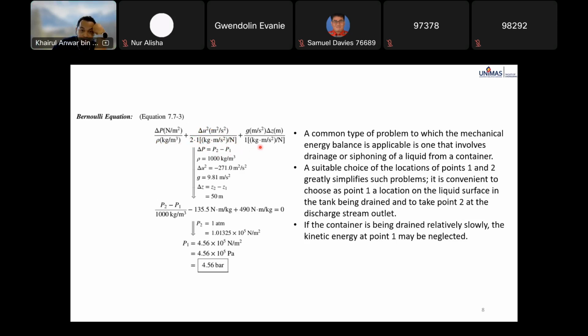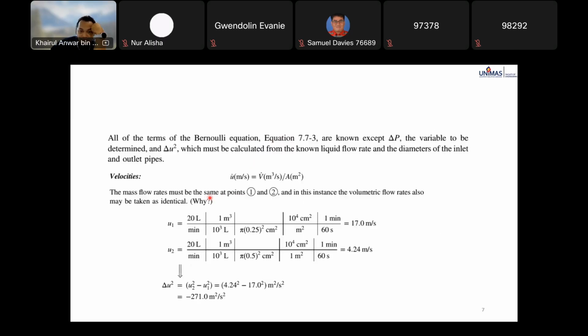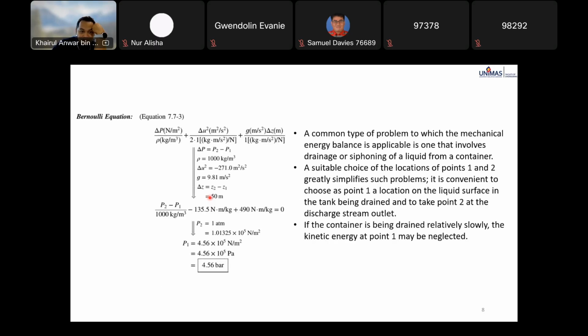In Newton, when you have gravity, acceleration, z is the height. This is the unit conversion. Not really Newton. Okay, so substitute inside: negative 271, 135.5, plus 490.5. 499.81 should be 490.5.